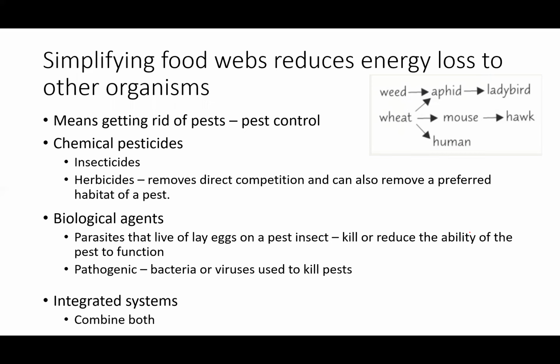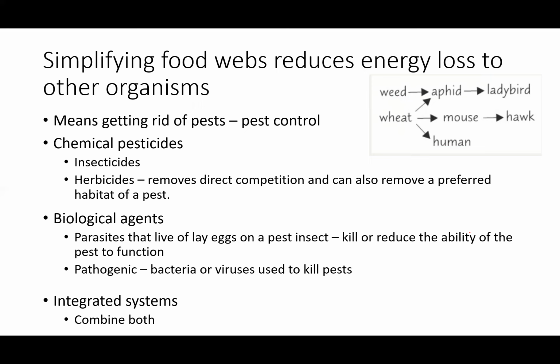So here's a simplified food web, and it involves a crop plant for human consumption. So we've got wheat. The wheat could be eaten by an aphid, a mouse, or a human. We want most of that wheat to go to a human. And you can see how it then could get lost, because that aphid could also be from a weed or the wheat, and the aphid is eaten by a ladybird, and the hawk eats the mouse. So if we're going to simplify the food web to reduce energy loss to other organisms, the weed, the mouse, and the aphid in this situation are pests.